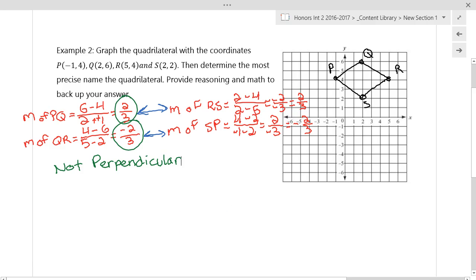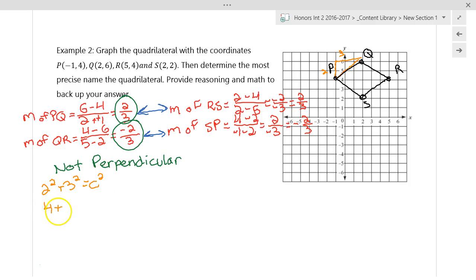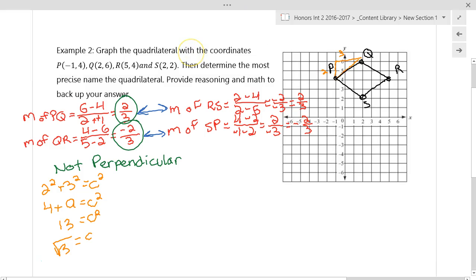Now I have to do exactly what we did before. Now I have to do my distance formula for all 4 sides. So, looking at PQ first, it's a 3 by 2 triangle. 2 squared plus 3 squared equals c squared. That's 4 plus 9 equals c squared. C squared equals 13. So c equals the square root of 13. Okay. Let's look at our next side.